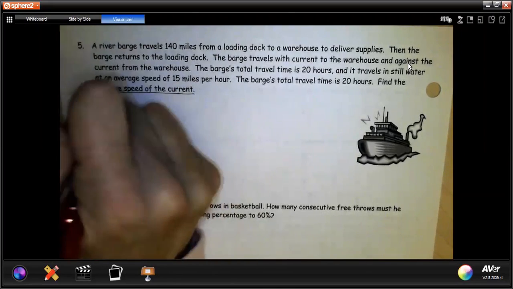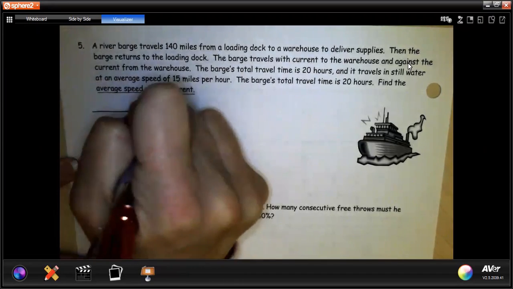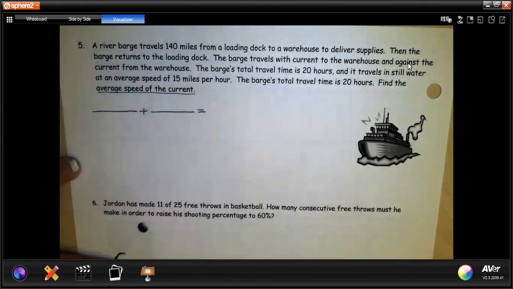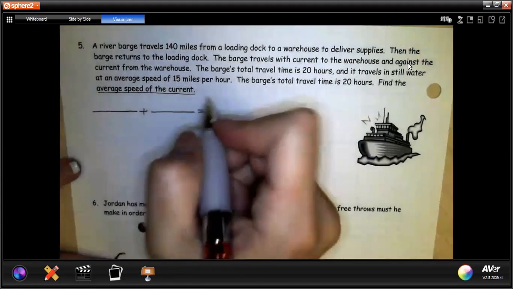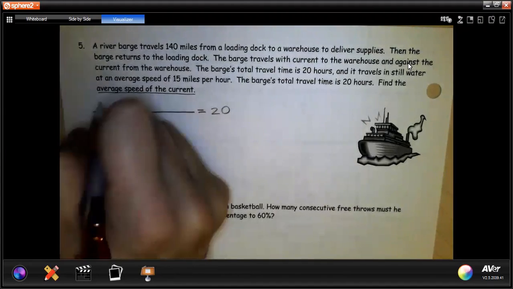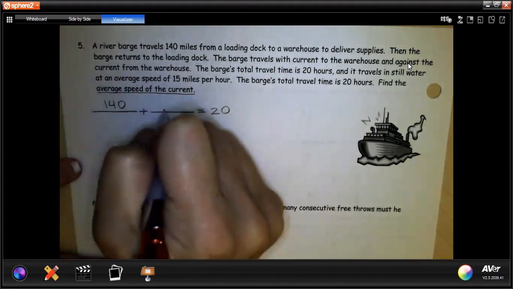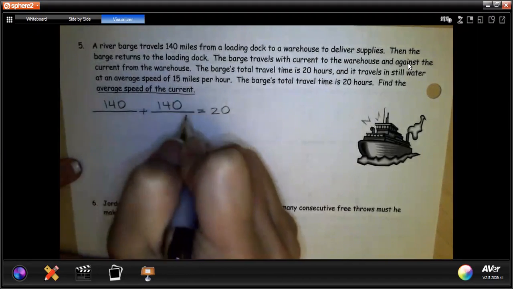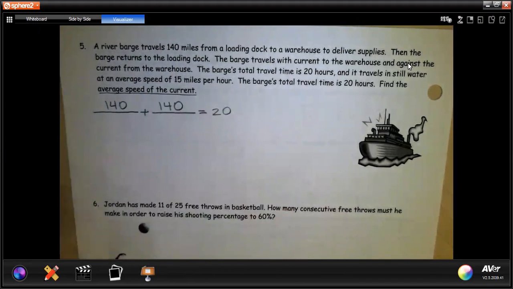So I'm going to set this equation up again, and this is going to be my first distance and then my second distance because they are going against the current and with the current. Their total travel time is 20, so that's going to be our t. They traveled 140 miles there and 140 miles back. So that's our distance. Those are usually the easier ones to put in there.